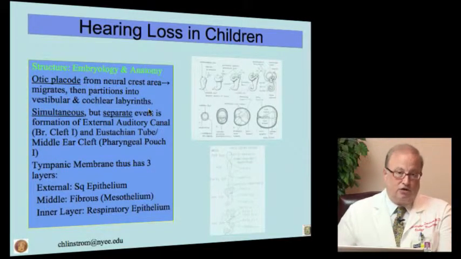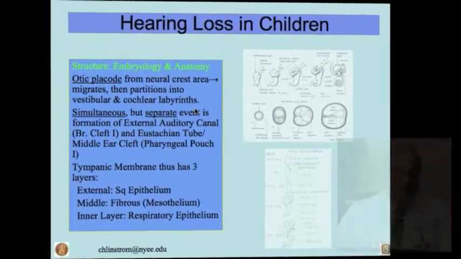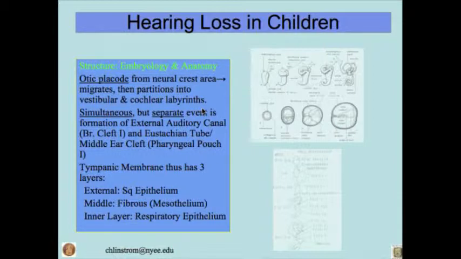The inner ear structures are a simultaneous but separate event from the area of the otocapsule, the otocyst, near the notochord. It is developing by partitioning itself as it develops, and it's migrating medially to join the other structures that have formed. So it is of ectodermal origin because it's innervated. Any part of the body that becomes innervated is of ectodermal origin.